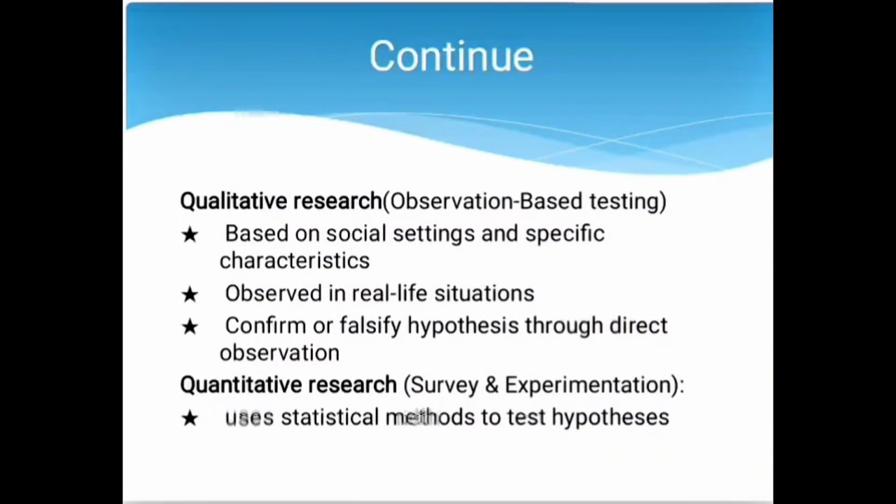In qualitative research, hypotheses are often based on social settings and specific characteristics observed in real life situations. For example, if we are studying the behavior of students in a classroom, we might hypothesize that students participate more actively in smaller class sizes. Observation-based testing. Through direct observation, we can confirm or falsify these hypotheses based on how students behave in different class sizes.